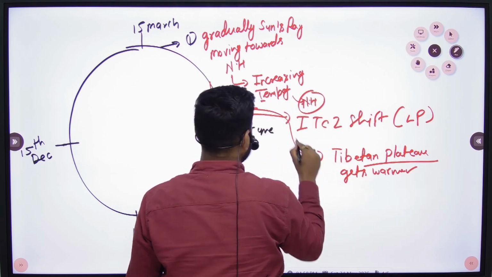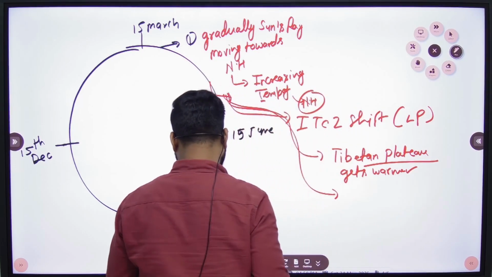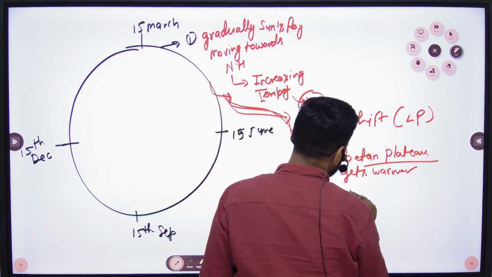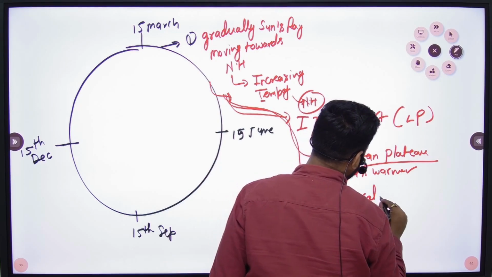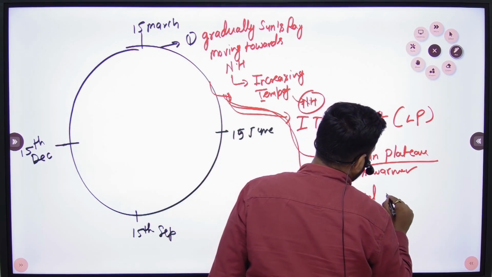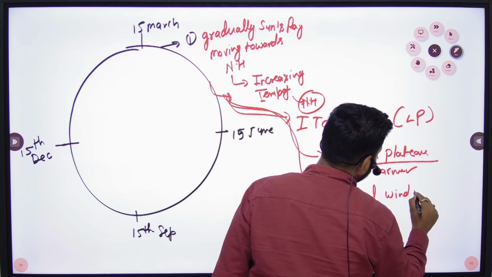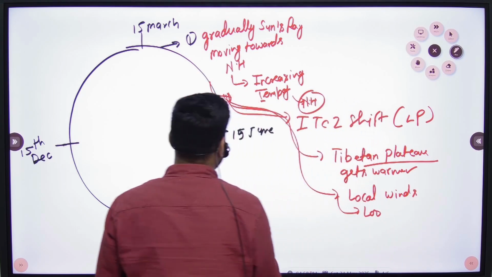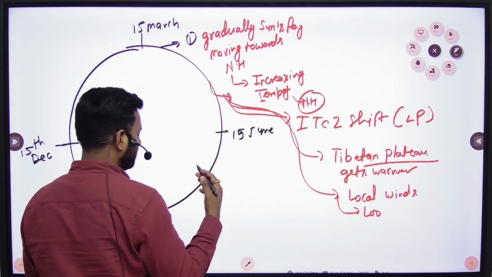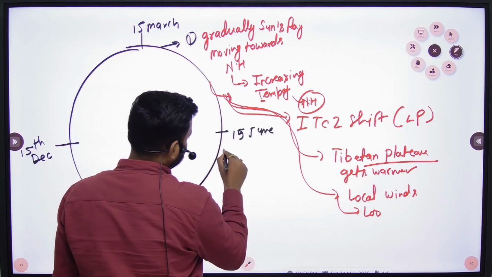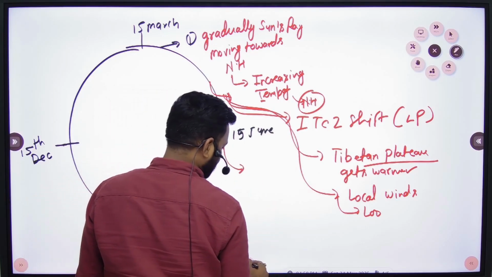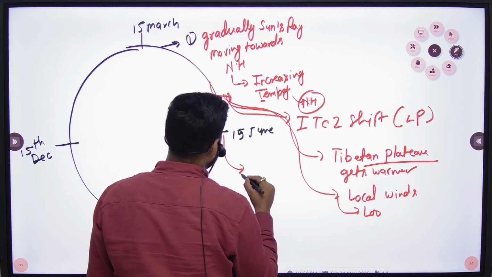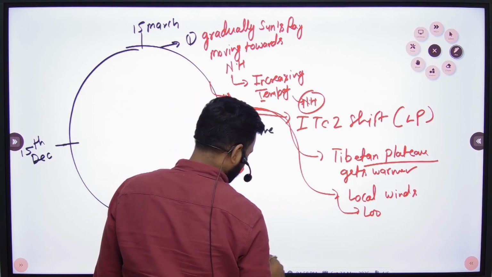In this plateau, in this phase, local winds are blowing. You just have to write, like Lu. From 15th June to 15th September, the Tibetan plateau gets warmer, so it develops low pressure.